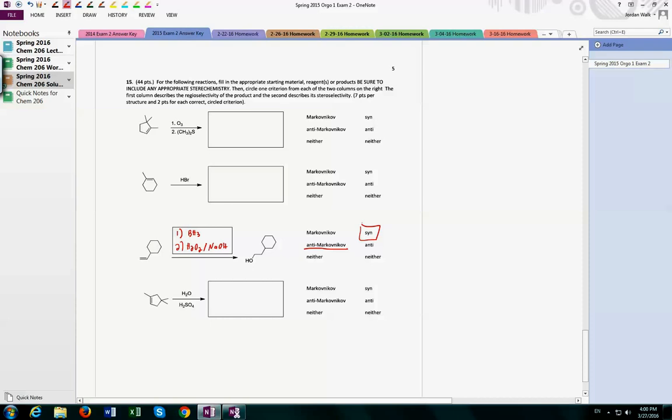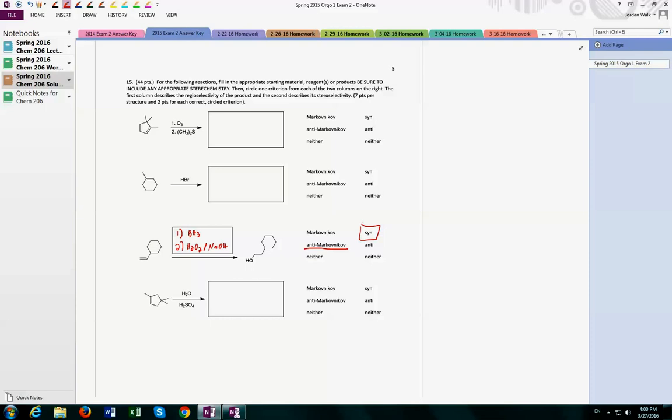Yeah? A question about just hydroboration mechanisms in general. Do you need both the H2O2 and the NaOH, or is that either or? So I think with hydroboration oxidation, you have to use both. But honestly, I think as long as I see one of them, you'll probably get full credit. I'm not a stickler too much on workups.